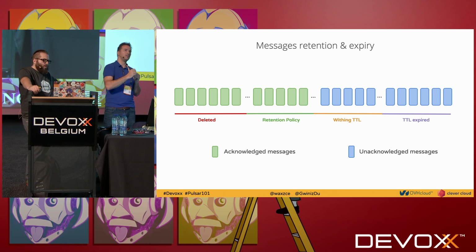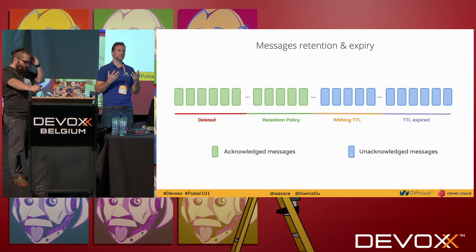So I put a TTL on this topic so that messages after maybe, for example, 2 days will be deleted. So you can really do what you want with message retention on Pulsar, and it's really, really interesting.